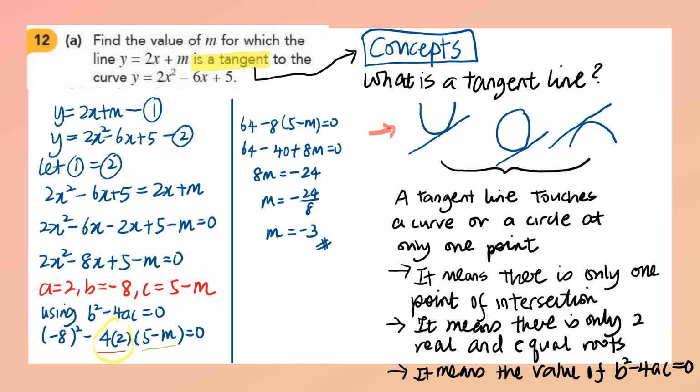Because y equals 2x squared minus 6x plus 5 is a u-shaped curve. The coefficient of x squared is 2, positive. And then your y equals x plus 5 will become y equals 2x minus 3. It's a positive gradient, so it will be this first diagram here.